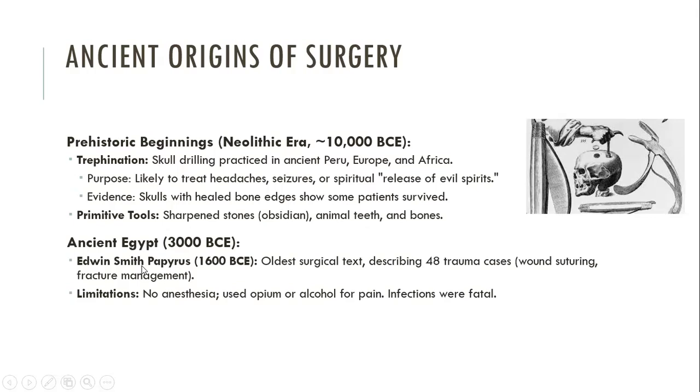And then came the Egyptian era. In the Egyptian era, the Edwin Smith Papyrus gave 48 trauma cases, in which he mentioned wound suturing and fracture management. And again, at that moment, there were some limitations, like there was no anesthesia available. They used opium and alcohol for the pain. And again, deaths from infection were very high. So infections at that moment were very fatal.